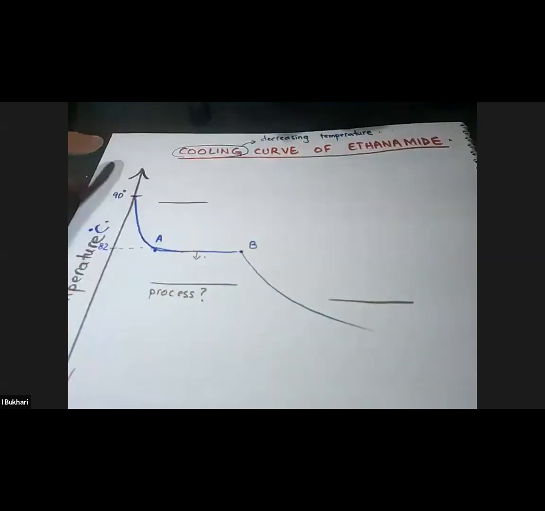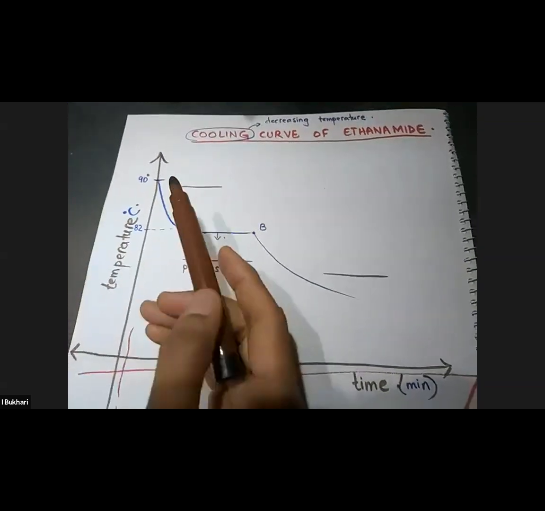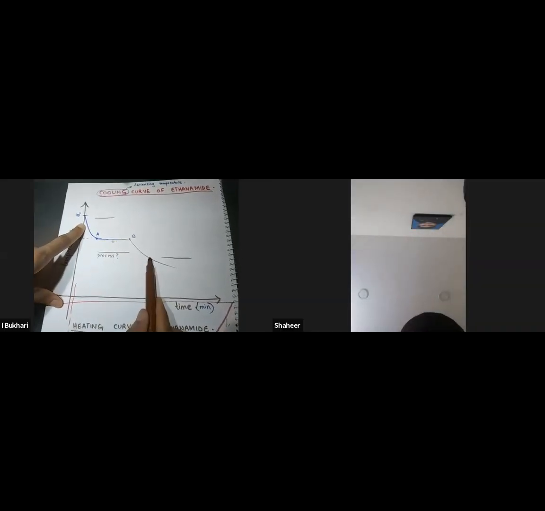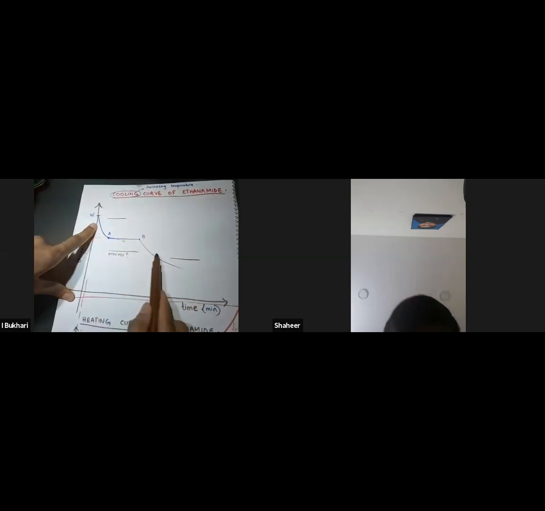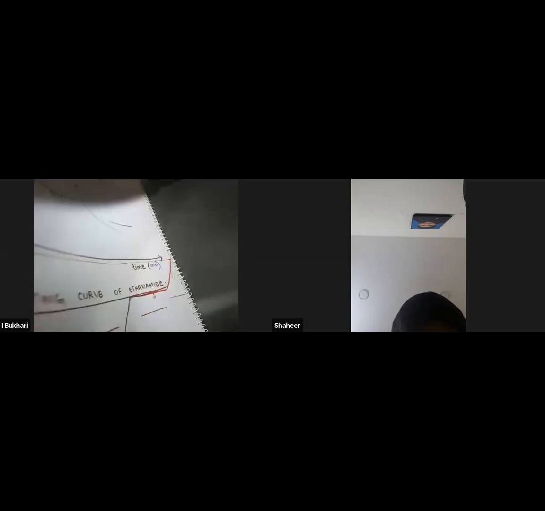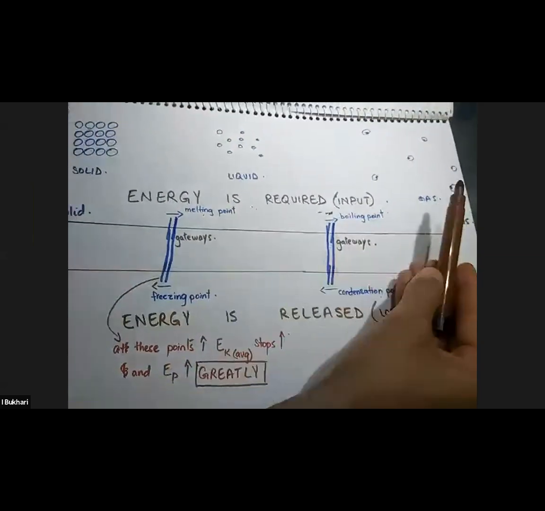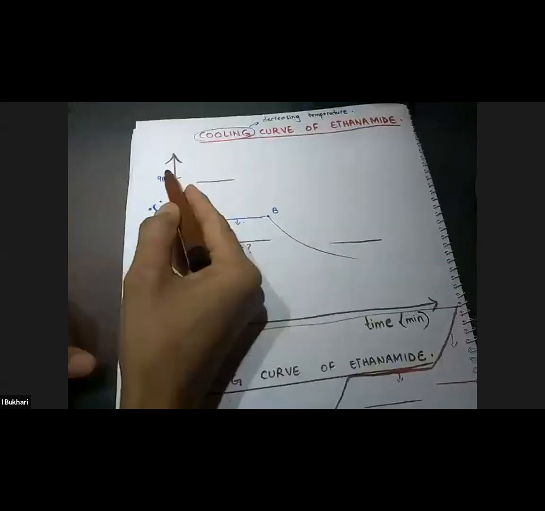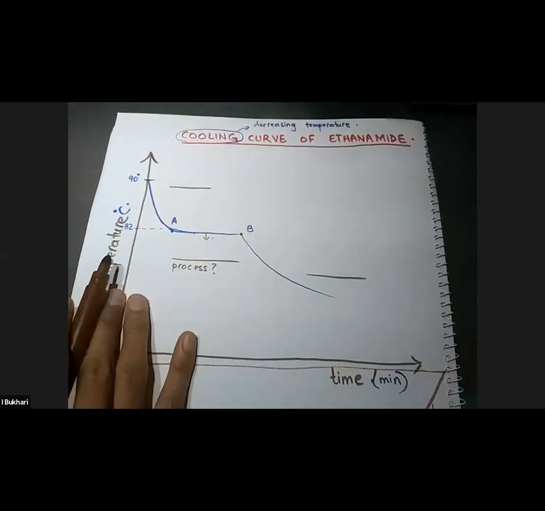Now, let's see. Can this be solid and then liquid? No. Can this be liquid and then solid? So we are going this way, right? We are decreasing the temperature. So either it could be from gas to liquid, or from liquid to solid. So there is some change of state of matter going on, a change of phase. Now, which one? That we will decide by looking at the melting and the temperatures, right?